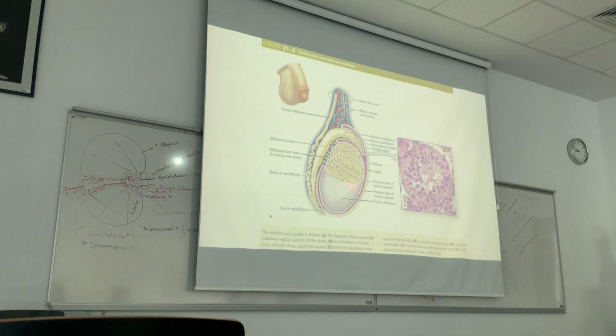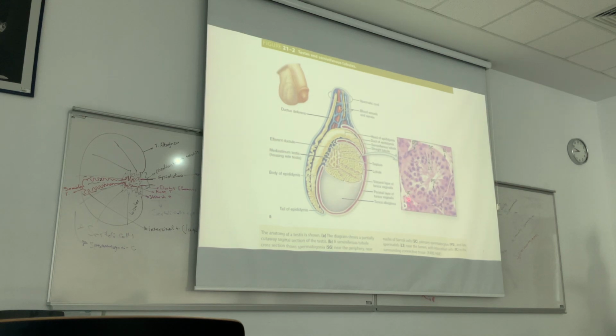Here you can see a section from testis. This part is the mediastinum testis. Here you can see the septa and you can see the lobules in the inner side. This structure is seminiferous tubule, and between the seminiferous tubules we have interstitial area. Here you can see a section from seminiferous tubule again. This is the seminiferous tubule. Here you can see another section, and this is another section. This part is interstitial area.